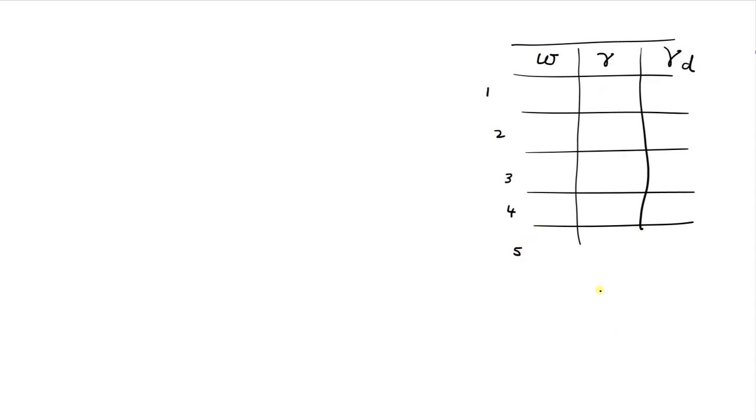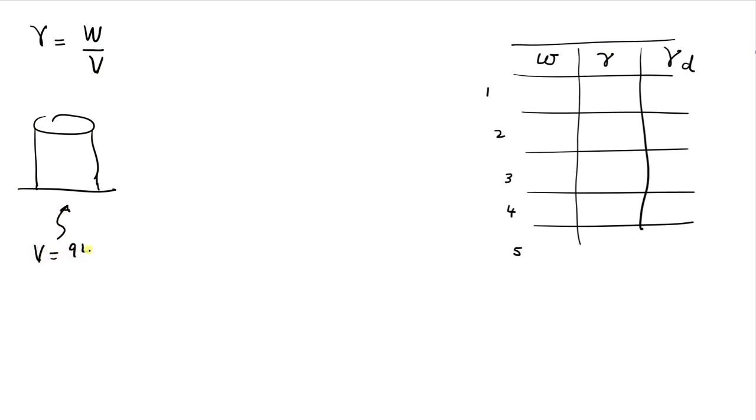How we are going to get the unit weight: remember, the unit weight is the weight over volume, and this mold, as I told you before, has a volume of 943 cubic centimeters, or 1/30 cubic foot. When the soil is compacted, we know the weight of the mold. If we subtract the weight of the mold from the total weight, it will give us the weight of soil.